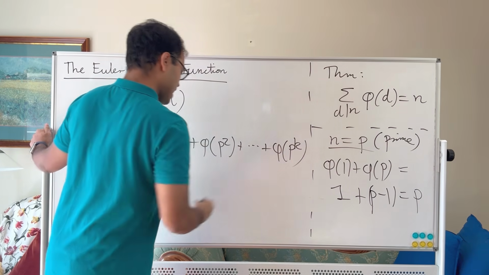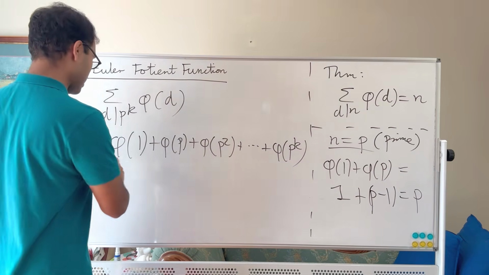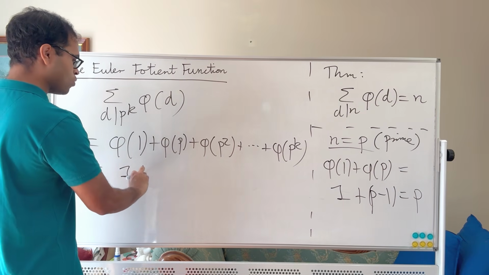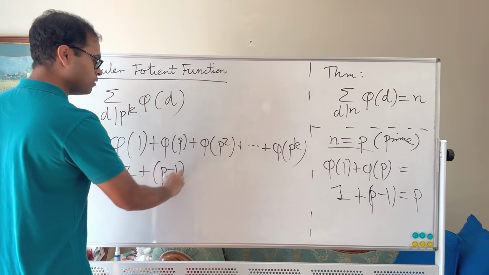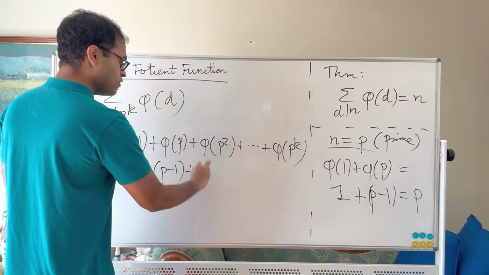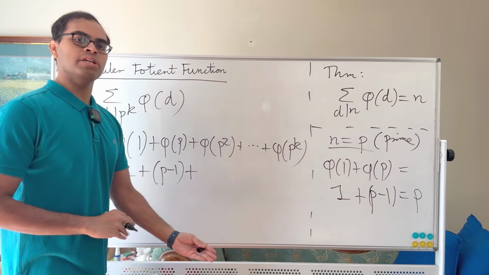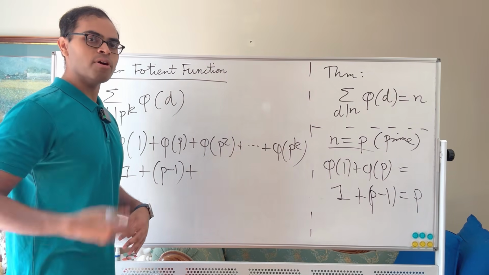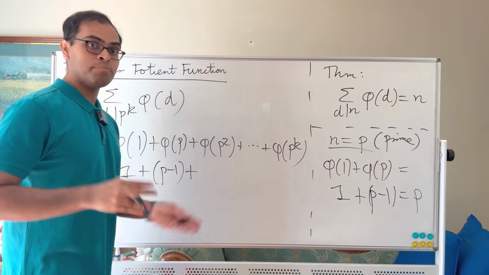Okay? So far, let's see what happens when you add this all up. Phi of 1 is 1, phi of p is p minus 1, right? So we keep going. Phi of p squared is p squared minus p. Again, to reiterate, the number of multiples of p from 1 through p squared, there are p of them.